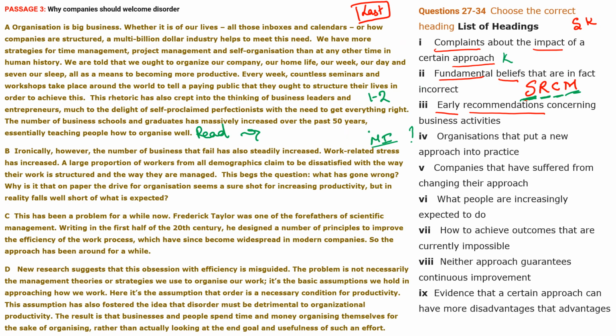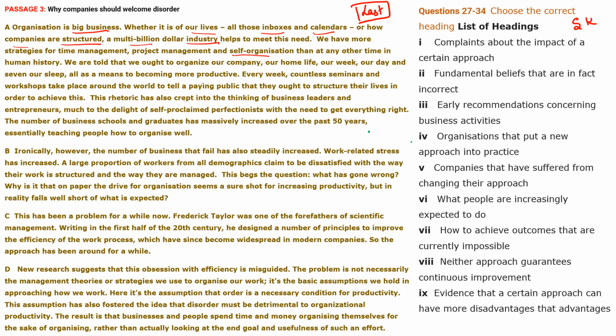For example, read the first paragraph here. Organization is big business, whether it is our life or inboxes, calendars, or how companies are structured, multi-billion dollar industries, self-organization, we are told. So now they are going for explanation. They are instructed to organize the company, home, life, day, all as a means to becoming productive. So you organize everything to become productive.